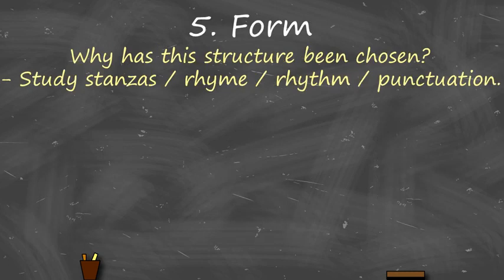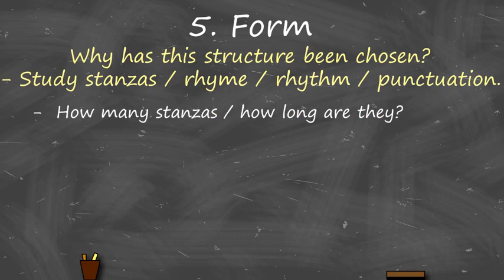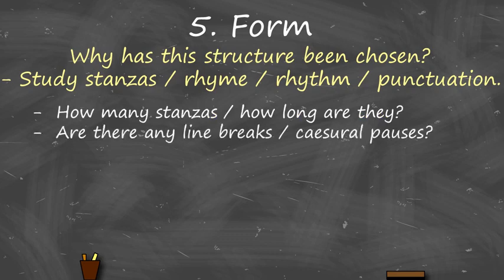Step 5. Form. Poems are set out in a number of different ways. Identify why the poet has chosen this structure. Study the stanzas, rhyme, rhythm, and punctuation. How many stanzas are there and how long are they? Are there any line breaks or caesural pauses?